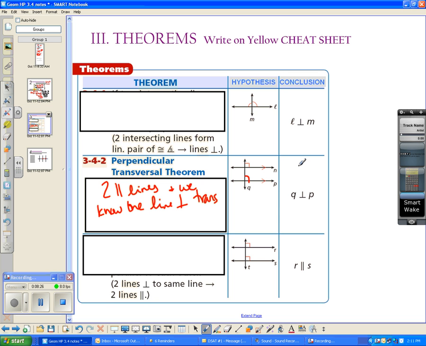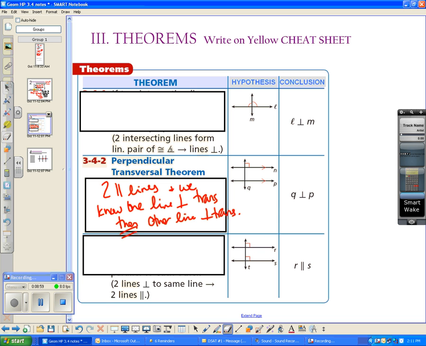So if we have 2 parallel lines and we know one line is perpendicular to the transversal, then our conclusion will be that the other line is also perpendicular to the transversal. That's what the perpendicular transversal theorem states. Okay, and the last one, looking at the picture: if we have 2 lines, I don't say anything about them being parallel, but I do say that both of these lines are perpendicular to a transversal, then that means that those lines have to be parallel.